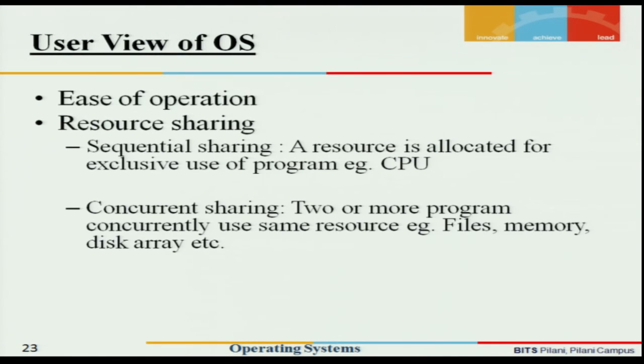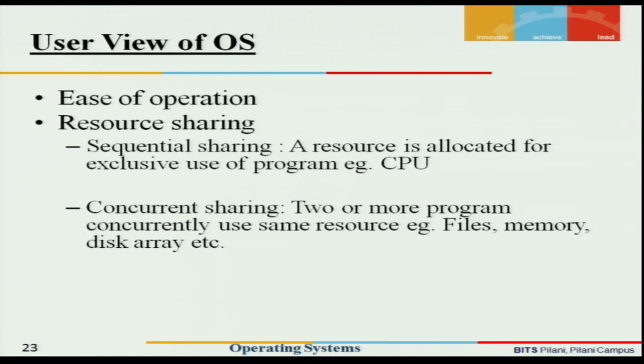From the user perspective, the user looks for ease of operation from a computing system. The user also looks for resource sharing, and when we talk about resource sharing, there can be sequential resource sharing or there can be concurrent sharing. An example of sequential resource sharing is a case where we have a machine with a single CPU.